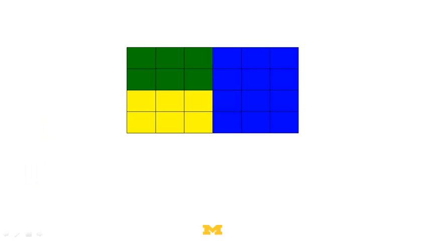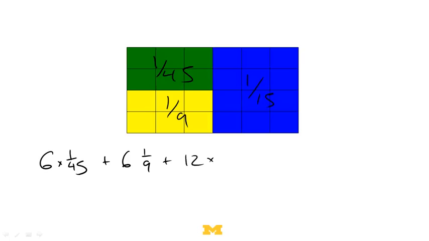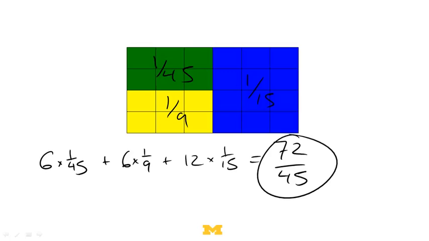Okay, so how do we figure out how segregated this whole region is? What we do is we say we've got 6 districts or blocks here that have a dissimilarity of 1 over 45. So we're going to get 6 times 1 over 45. Then we've got 6 here that have a dissimilarity of 1/9. So we're going to add 6 times 1/9. And then we've got 12 that have a dissimilarity of 1/15. So we get 12 times 1 over 15. And if we add all that up, we get 72 over 45. So 72 over 45 is our tentative measure.